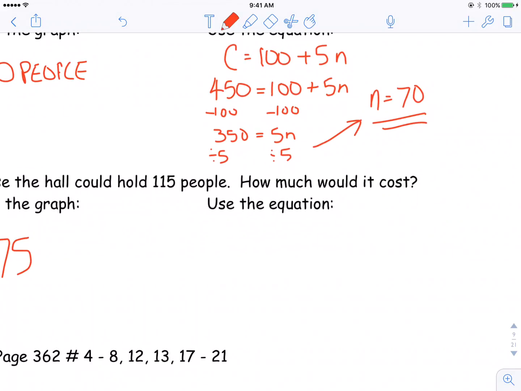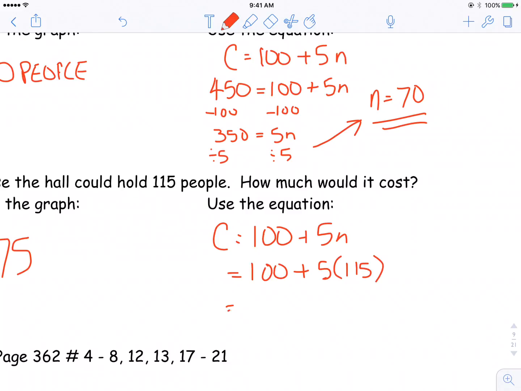I can use my equation. C is equal to 100 plus 5n. Well, if now I know I'm selling 115 tickets, then I could very simply calculate that. And in actuality, it is $675.